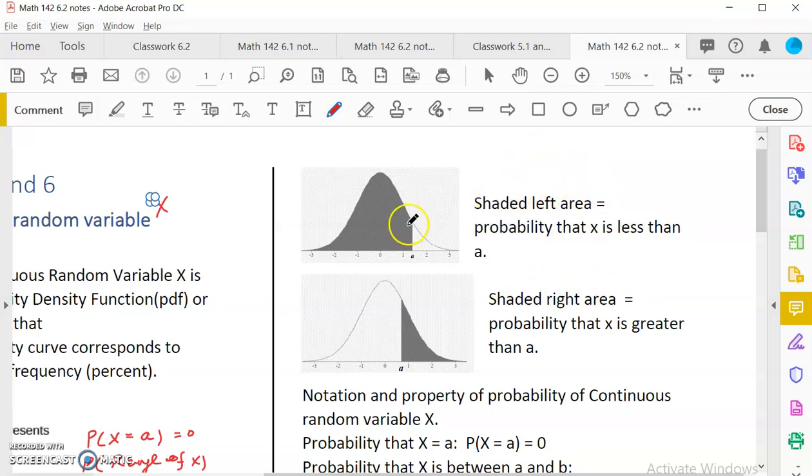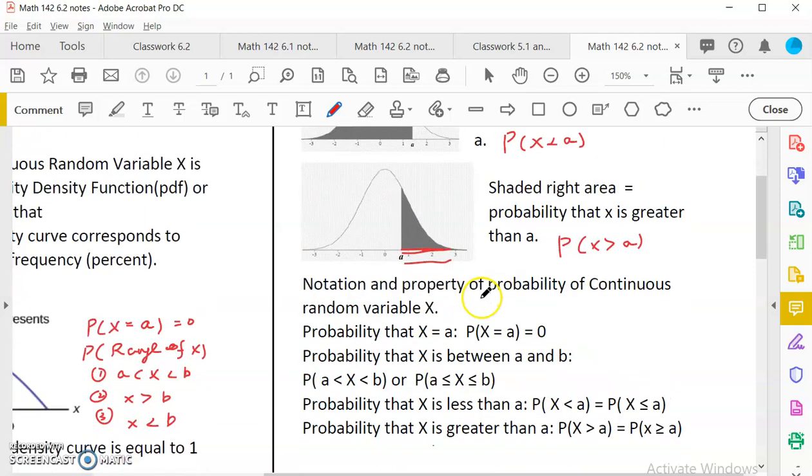For example, if I want to find the shaded area where x is less than a, there's a small a here. The shaded area is the probability that x is less than a. In symbolic form, we say probability x is less than a. And this one, these x are all greater than a, so if you shade that part of the number line, it would be the probability that x is greater than a.